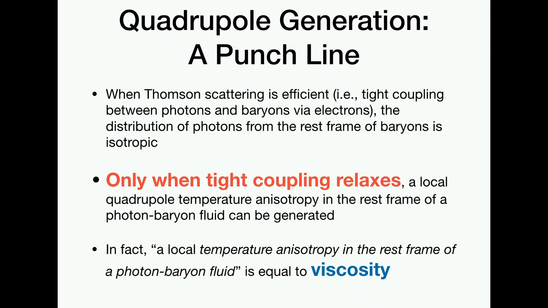How do you create quadrupole polarization? It's not easy. When photons and baryons are tightly coupled, they move together. So from the rest frame of electrons, radiation is isotropic. So in the limit that everything is tightly coupled, no polarization. You need to have a breakdown of tight coupling. That's Silk damping, remember? That's the viscosity. You need viscosity to create a temperature quadrupole around an electron. Okay, so sound waves can create polarization precisely because of the viscosity.